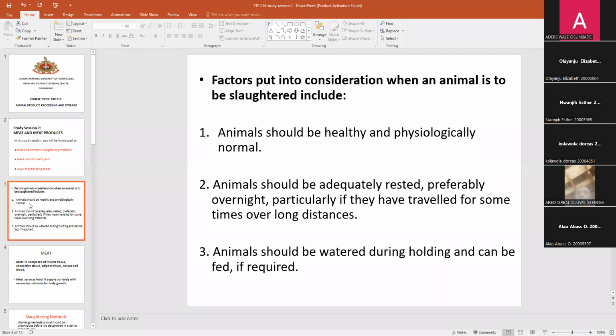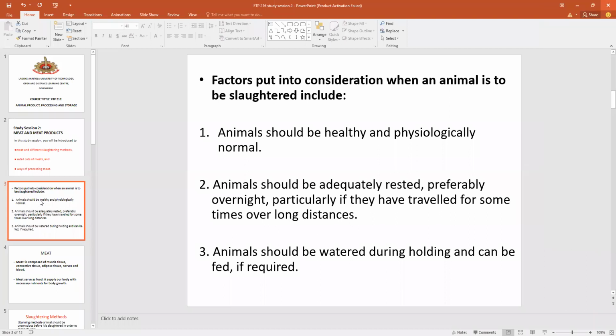If you want to slaughter an animal tomorrow, you need to get the animal down to your slaughtering zone today and allow the animal to rest overnight for you to have quality meat. Then the animal should be watered during holding and can be fed. You need to give the animal water to drink and food to eat, let the animal acclimatize and feel relaxed overnight, before you slaughter the animal the following day. All these are very important factors for you to have quality meat that is safe, adequately acceptable, and nutritious. So you have to note these factors, very, very important.